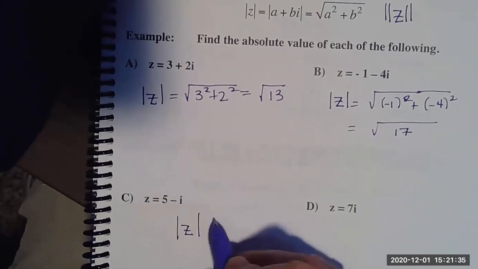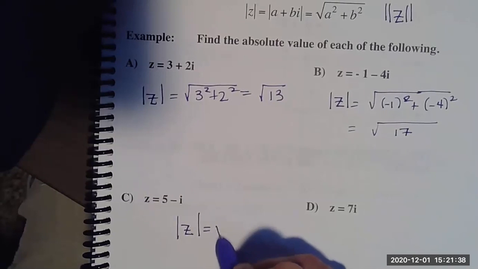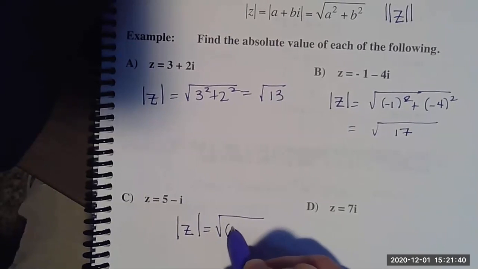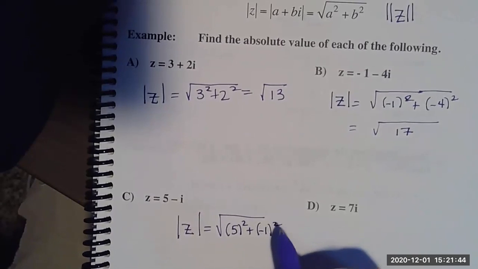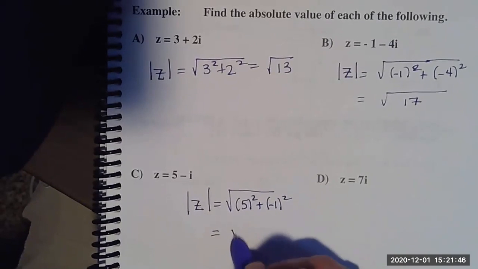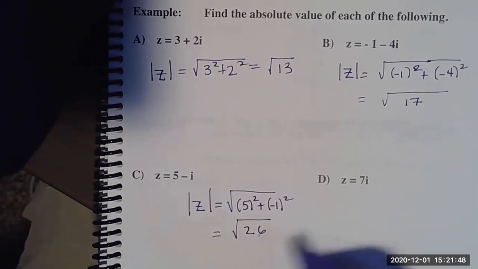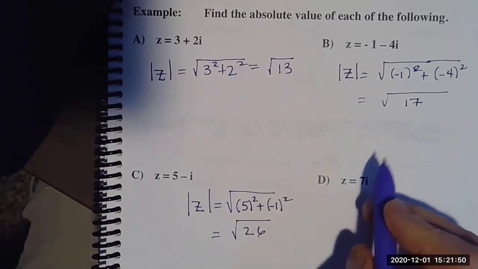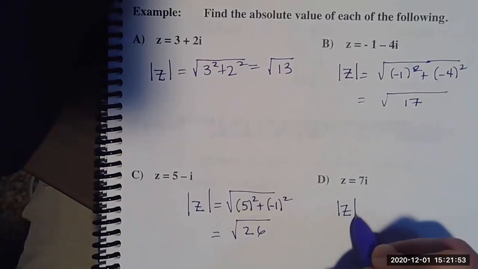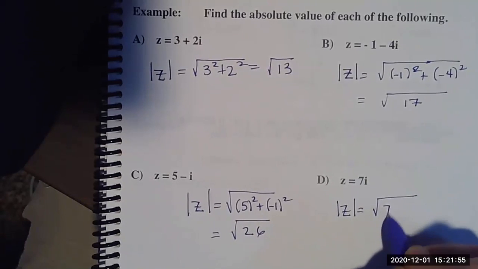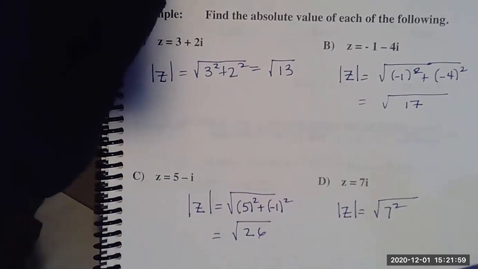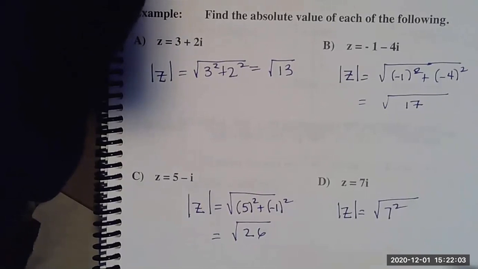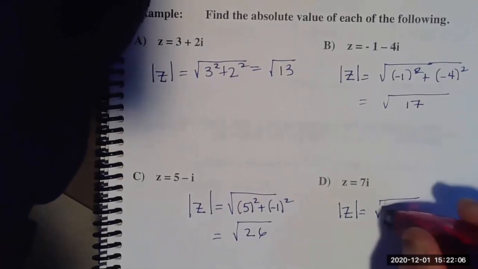Pretty mechanical. Oh, well, shoot, what's the a? There's the b. The a is 0. You don't have to write it, but the a is 0.